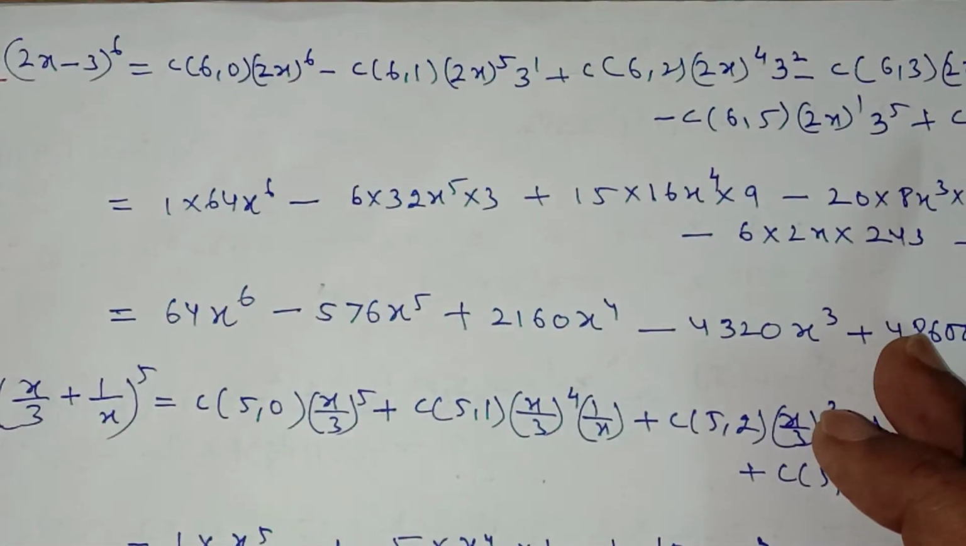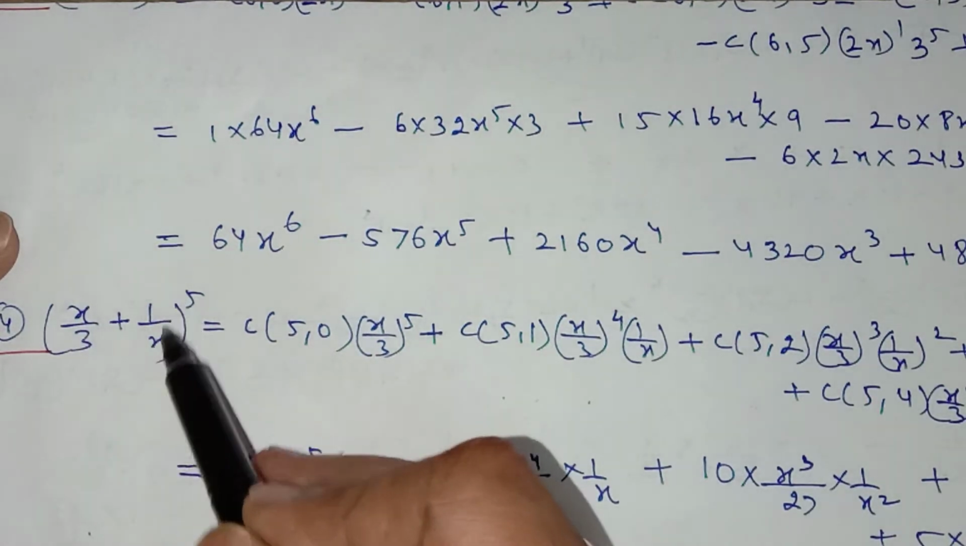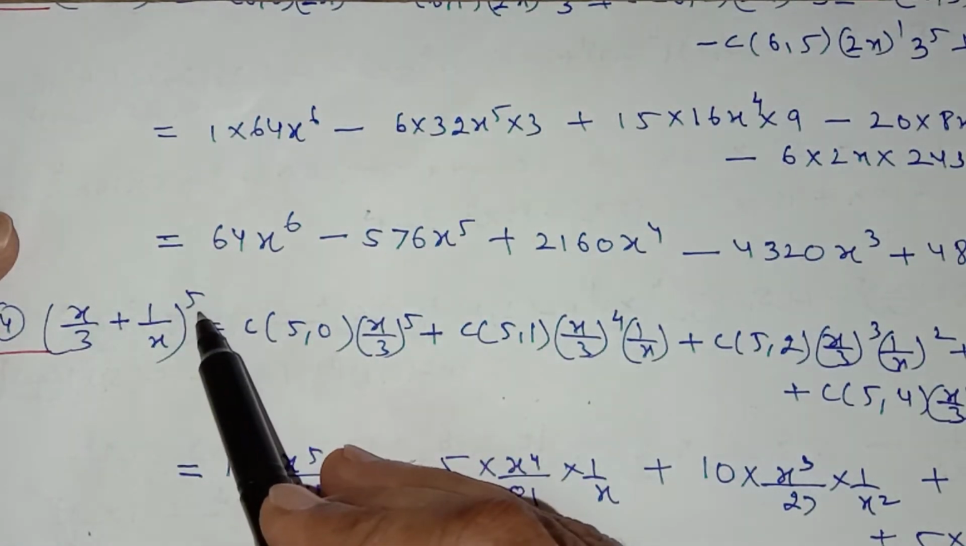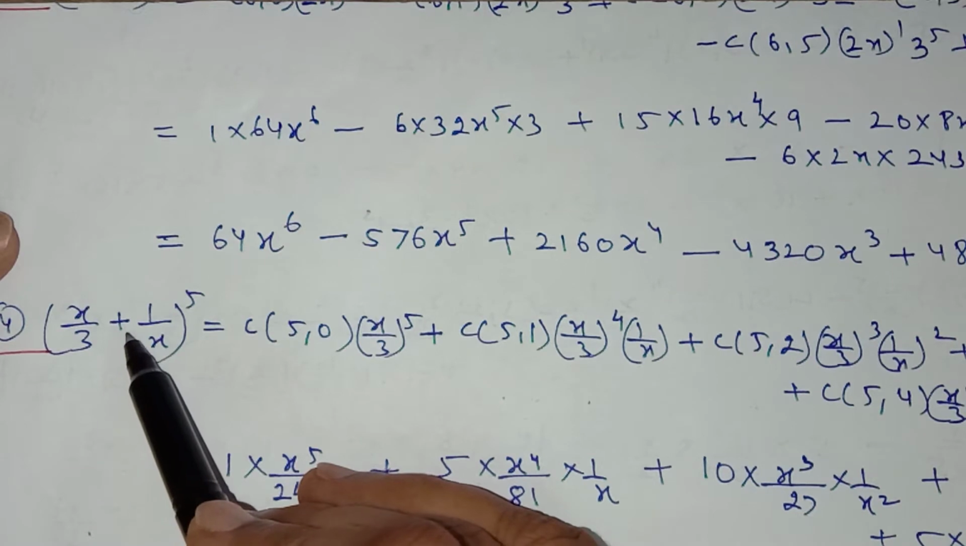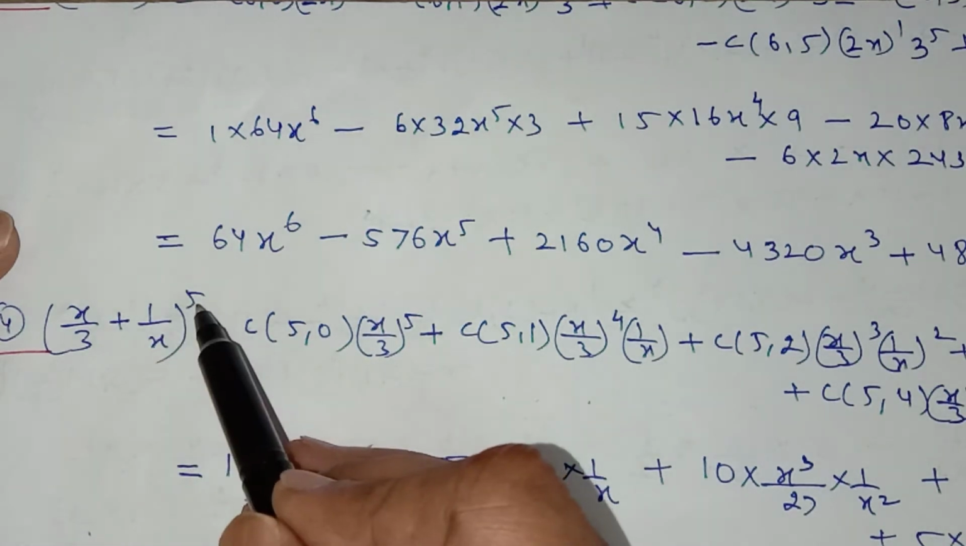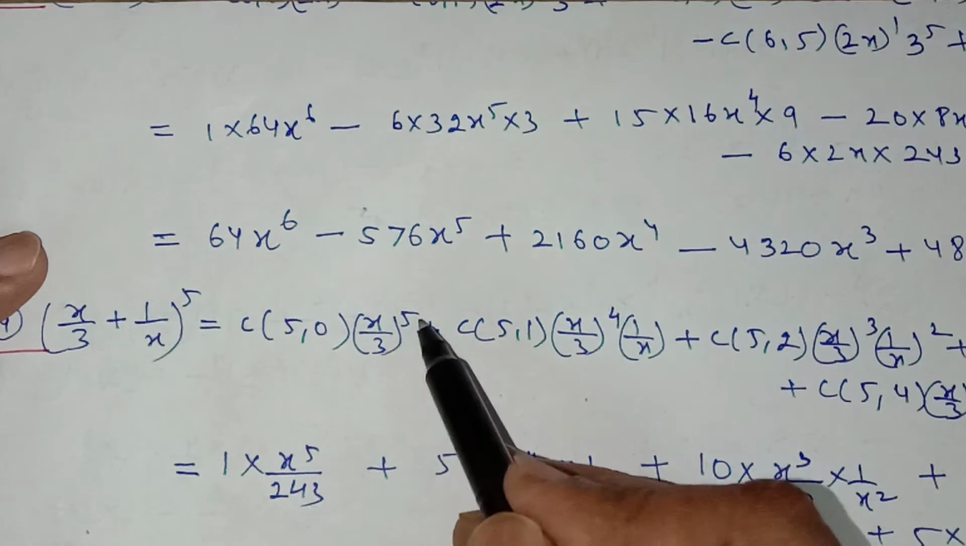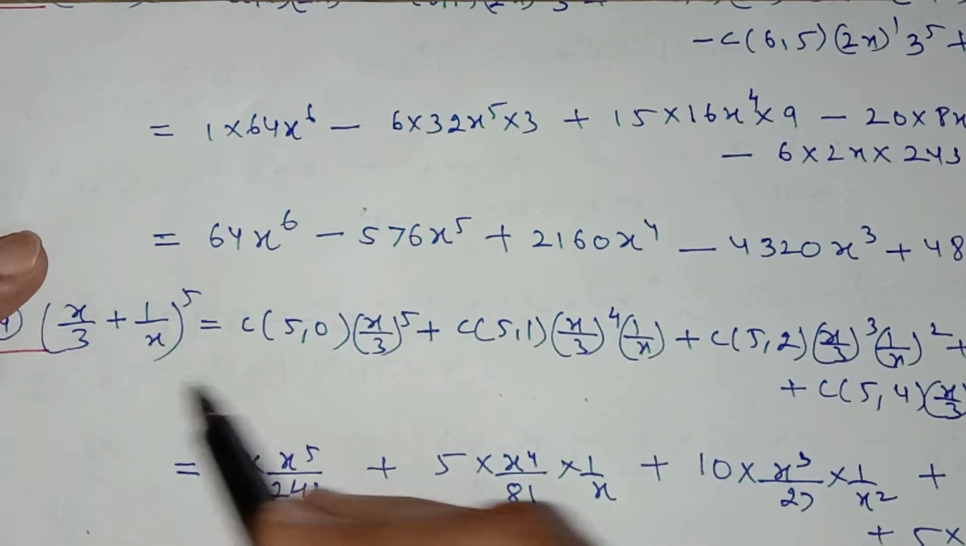So you can expand like this. It is a simple formula. You can expand it. Again, x upon 3 plus 1 upon x raised to power 5. The power is 5 and all terms should be positive because we have plus sign here. And you'll get 6 terms. Here a is x upon 3, b is 1 upon x, and n is 5. So same thing, combination of 5 0, x upon 3 raised to power 5 because a is x upon 3.